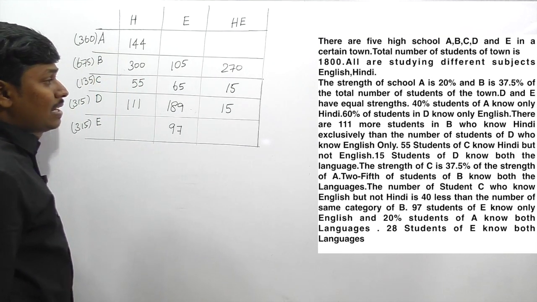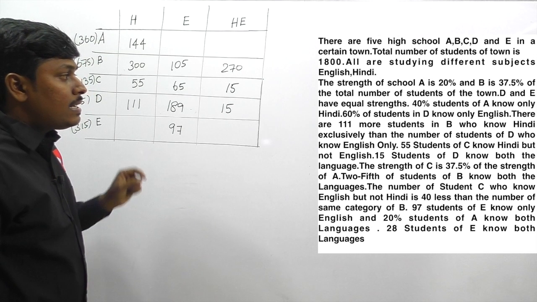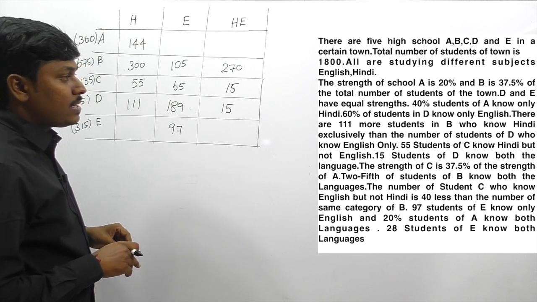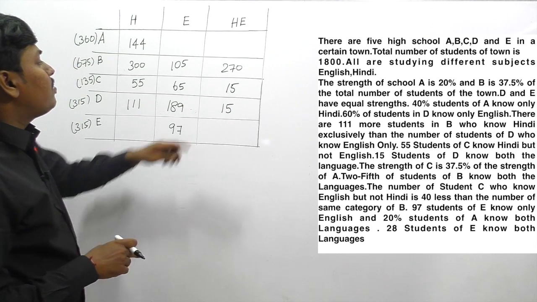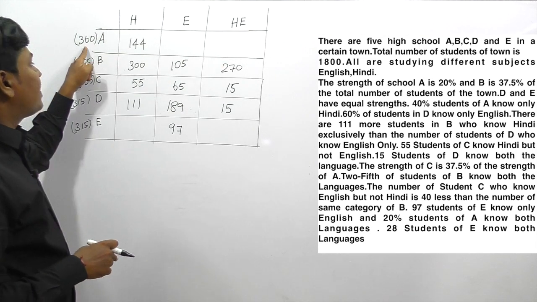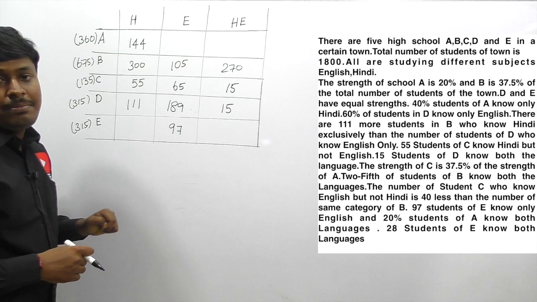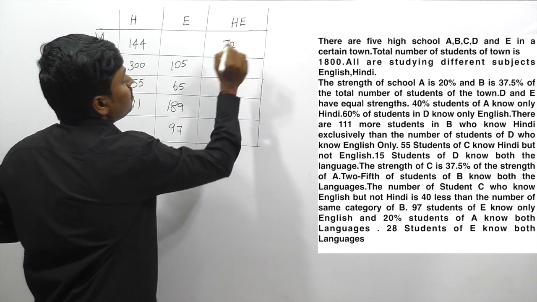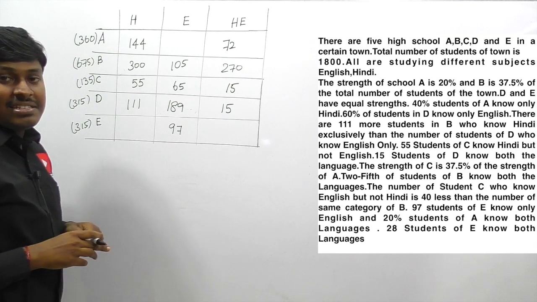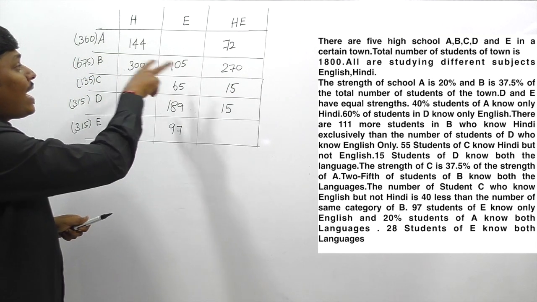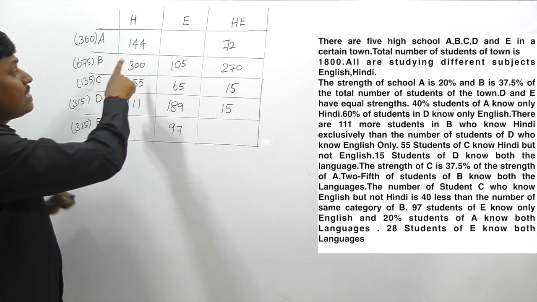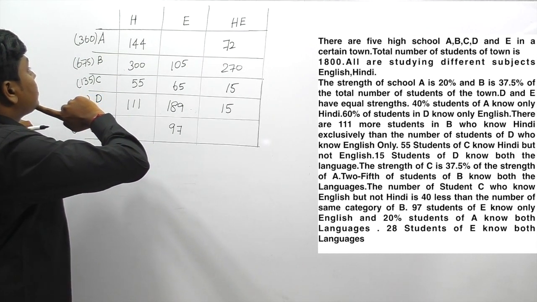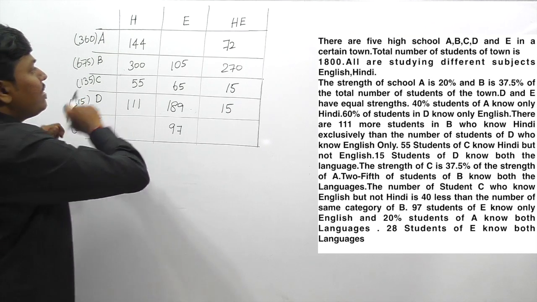Okay friends, last point. They are saying that 20% of students of A know both the languages, right? 20% of students of A know both the languages. What about 20%, friends? 360, 10% will be 36, 20% will be 72. So we can say that 72 students know both the languages, that is English and Hindi. So friends, we need to add both the values and subtract from this 360, right? So 144 plus 72, then minus 360. The resultant will be again 144, right?